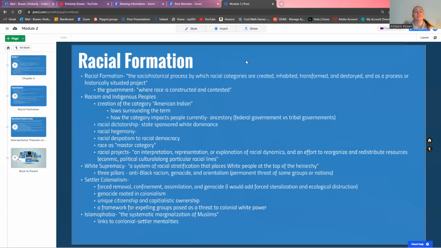So when we talk about Indigenous peoples, we're going to talk about racial dynamics in a little bit different way. And that's because there had to be a creation of a category of American Indian in order to even have a conversation about Indigenous peoples to begin with, because that category is a made-up fictional category made up by European colonialists who essentially came over with the intent to steal those lands.